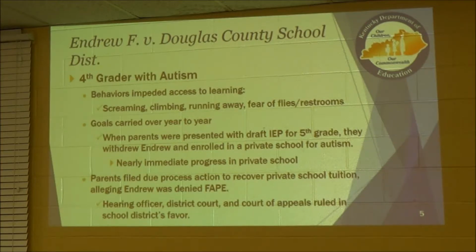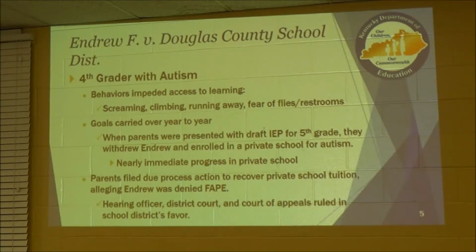But the issue that Endrew's parents had is that his goals were essentially carried over year to year. So the same goals that he had in 2nd grade were carried over to 3rd grade, and the same goals again were carried over to 4th grade. They didn't see that we were really setting any type of ambitious goals to really push Endrew forward regarding his education. So the parents were presented the draft IEP for the 5th grade year, and once again, it looked like those goals were being carried forward once again. Same goals again.